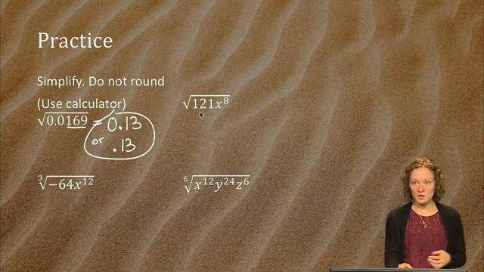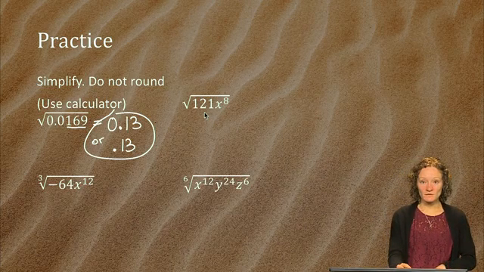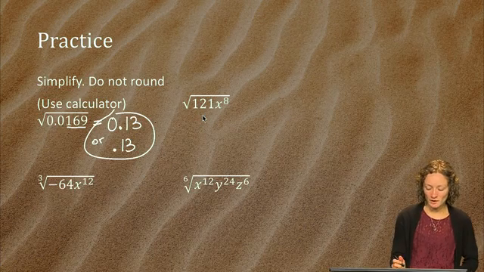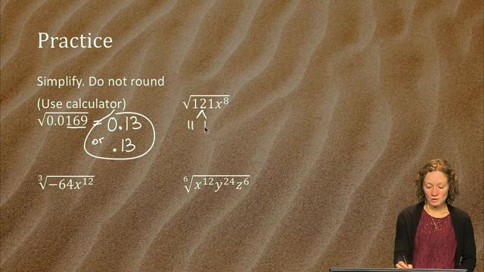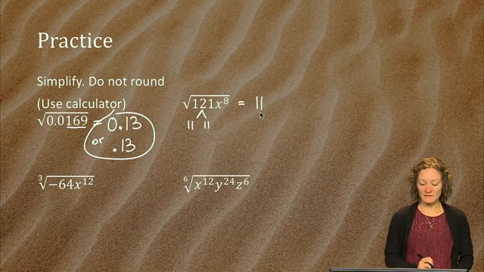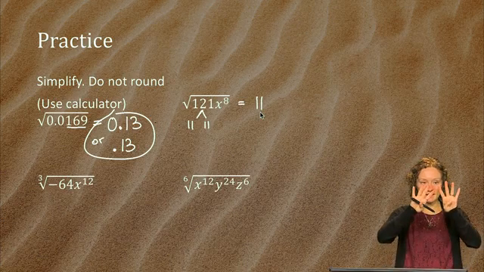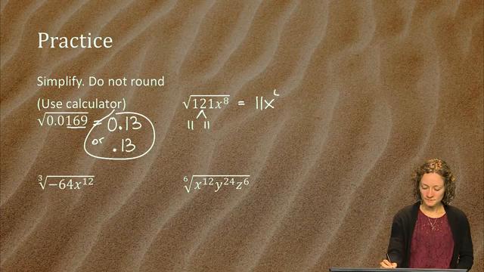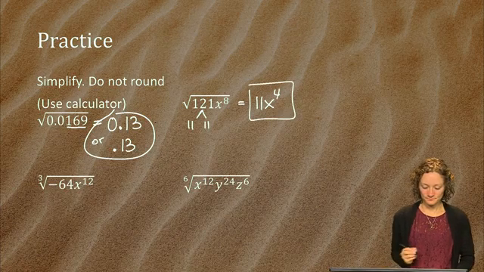The second one, let's go with the square root. We're looking for something multiplied by itself to get 121, or groups of 2. 121 only breaks down one way, and it's 11 times 11. So we have 11, and then the variables, there are 8 x's. How many groups of 2? 1, 2, 3, 4. X to the 4th.